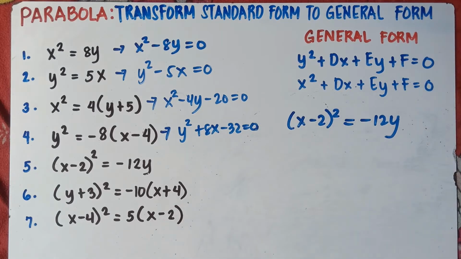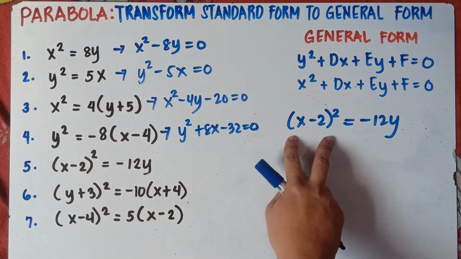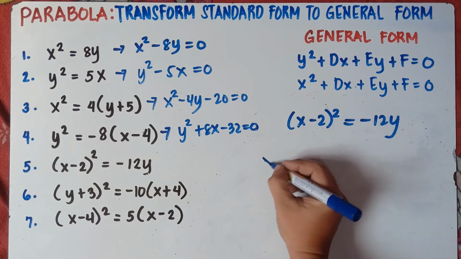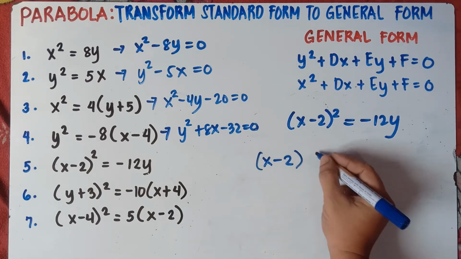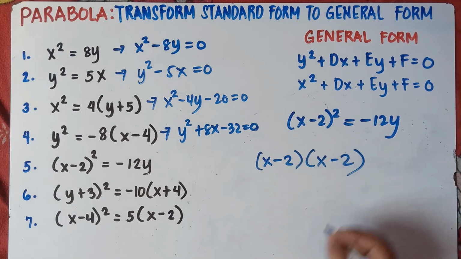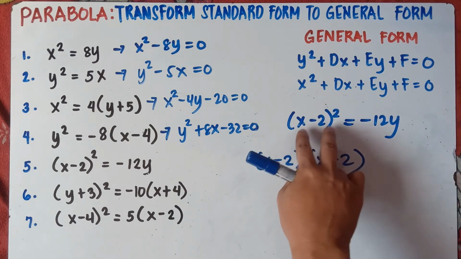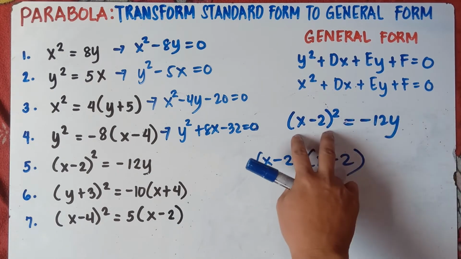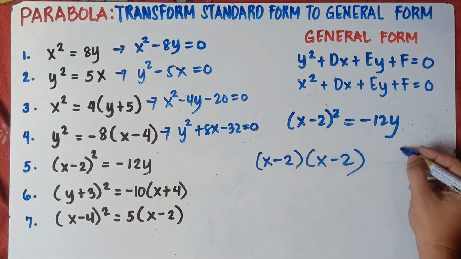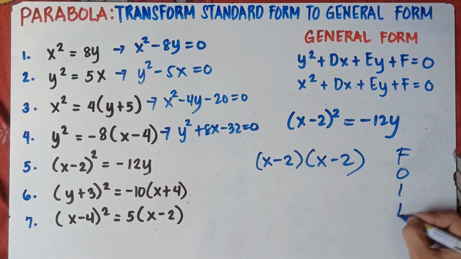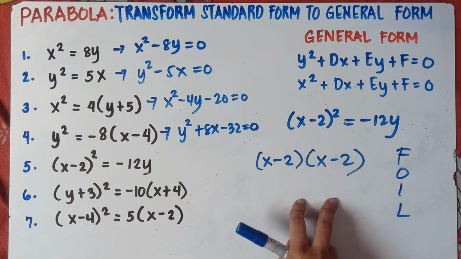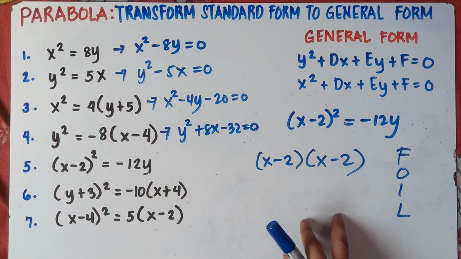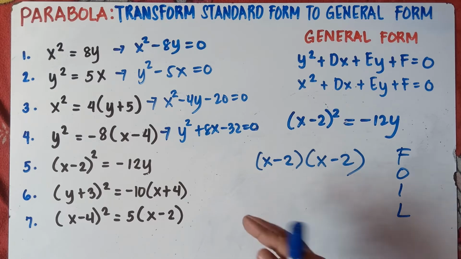So let's check the FOIL method. If you're confused with the square of binomial, go ahead, you can do the FOIL method. This x minus 2, class, it means x minus 2 multiplied by x minus 2. So you multiply this equation by itself twice. You can do the FOIL method or you can do the square of binomial. We will explain, class, the square of binomial after this one. We need to explain this one by one because it depends on you which you prefer.